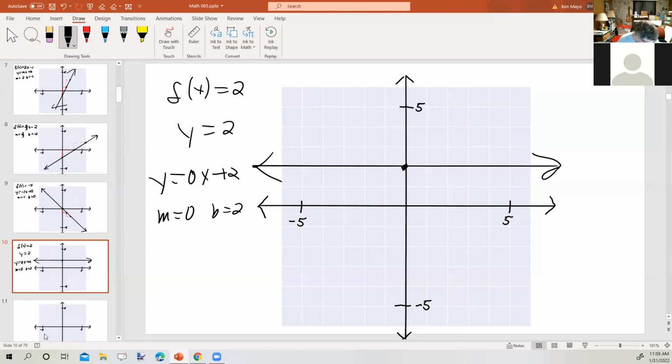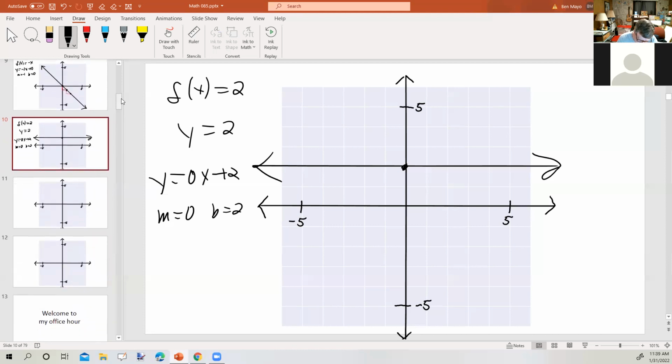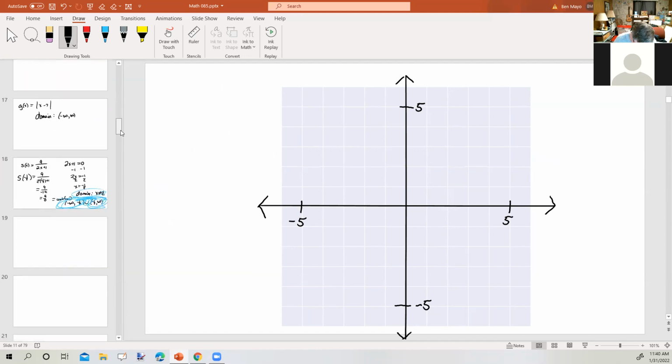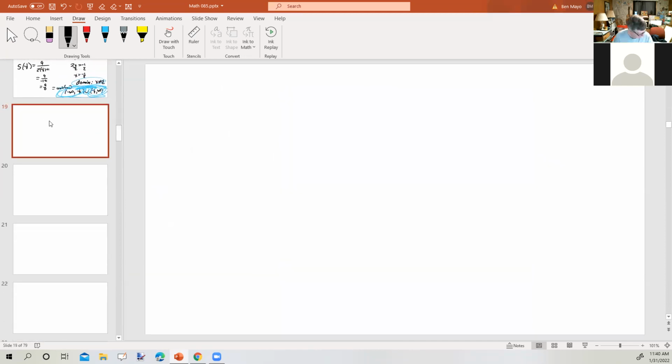What I want to do now is review some things that you should have had if you took Math 85 or maybe a beginning algebra class in high school. In either case, it may have been a while since you looked at these. So, let's go here. I want to review some facts.